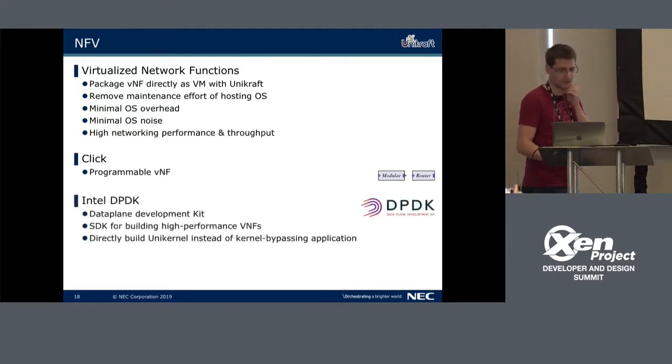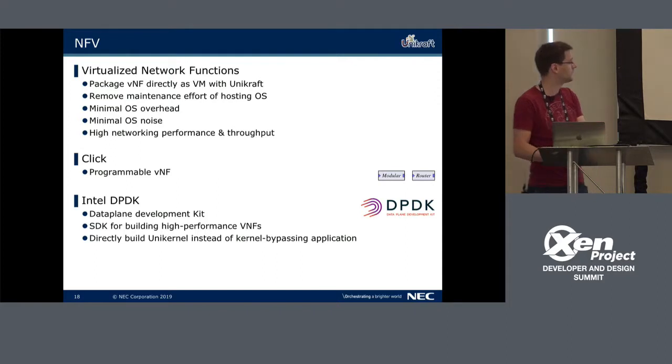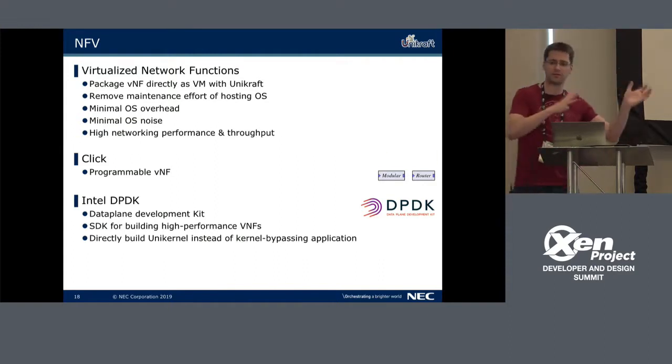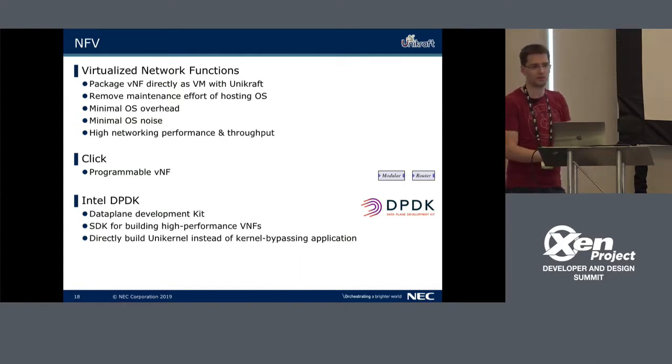And the other project we're working on is Intel DPDK. DPDK is the Data Plane Development Kit. It is quite famous in the meantime, a development kit for building network functions, mainly for x86. What we want to achieve here is, because they build the application for user space and do full kernel bypass, we think with Unikraft you can get rid of the whole kernel completely and run that application directly as the kernel and benefit from there.